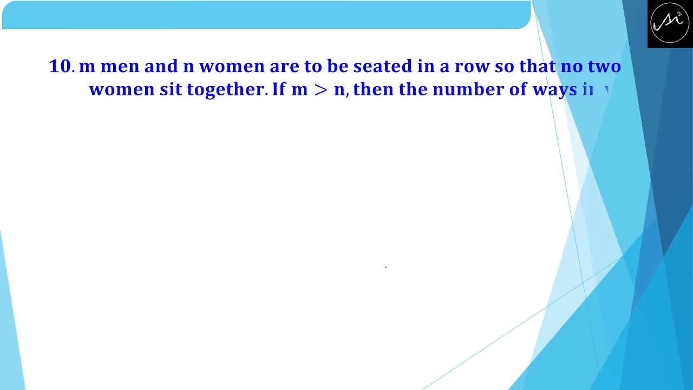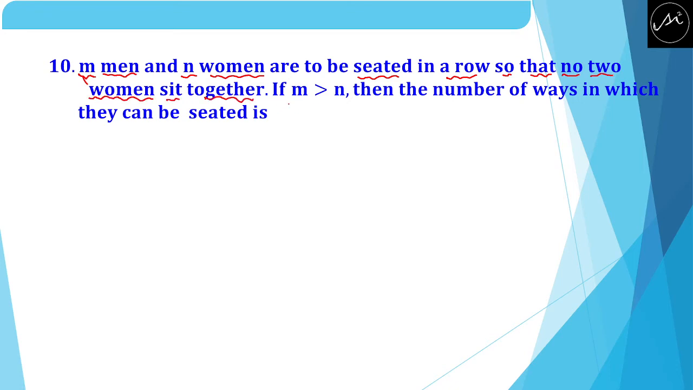So now you can see the next question. M men and n women are to be seated in a row so that no two women sit together. If m is greater than n, then the number of ways in which they can be seated is.